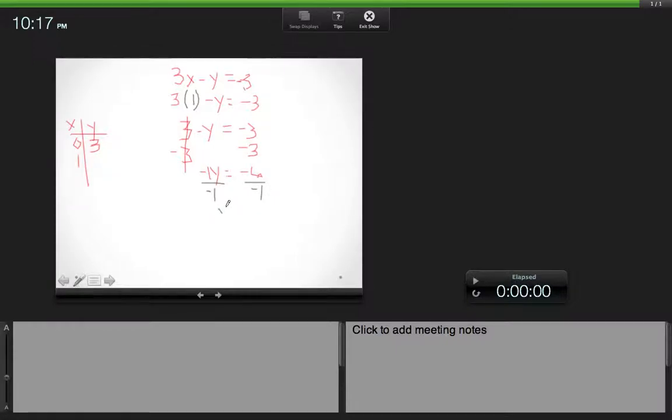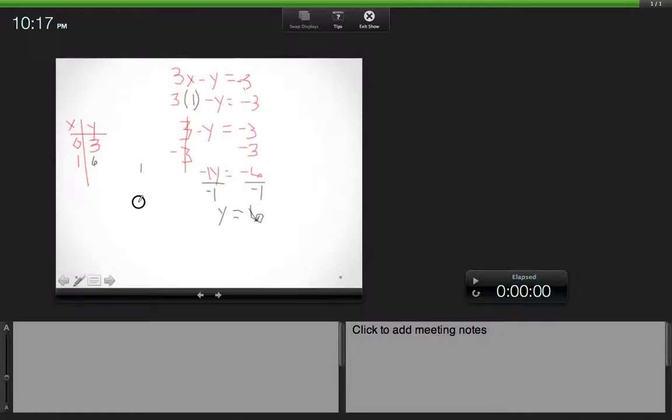So we get y is equal to -6 divided by -1 is +6. So that's supposed to be a 6. Y is equal to 6. So when x is 1, y is 6. So now I have 2 points.